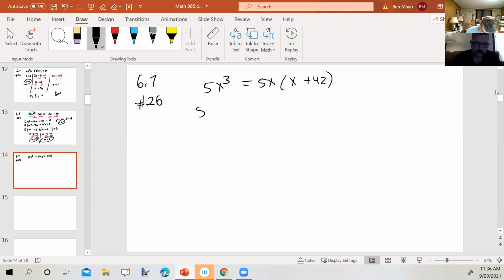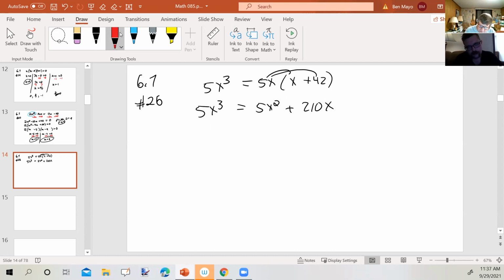First thing I'm going to do is, on the right side of the equation, distribute the 5x. So I get 5x squared plus 5 times 42, which is 210, and then x. Now, the highest degree term is 5x cubed. I want that to have a positive coefficient. It's on the left side of the equation and already has a positive coefficient. If it ain't broke, don't fix it.